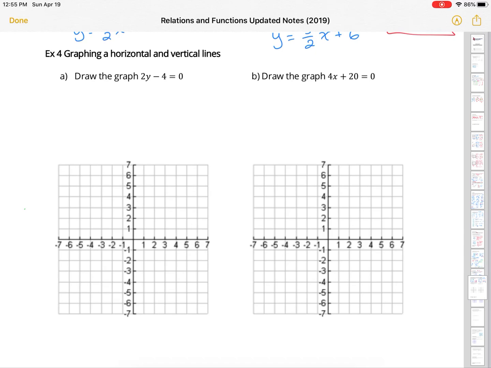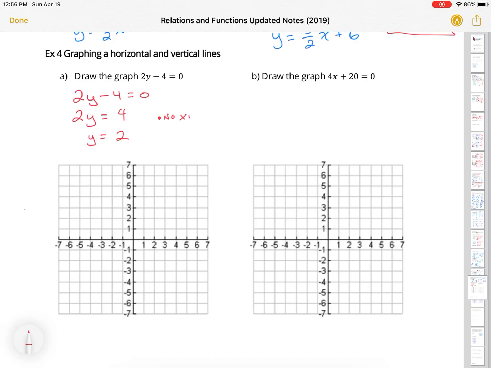What we're noticing, well, let's just take a look and we'll see what happens. We've talked about horizontal and vertical lines briefly a couple of lessons ago. So let's see what happens. So I have 2y minus 4 equals 0. If I rearrange this to find values for y, what I'll notice is that 2y equals 4, and then y is equal to 2. Now there's no x value.